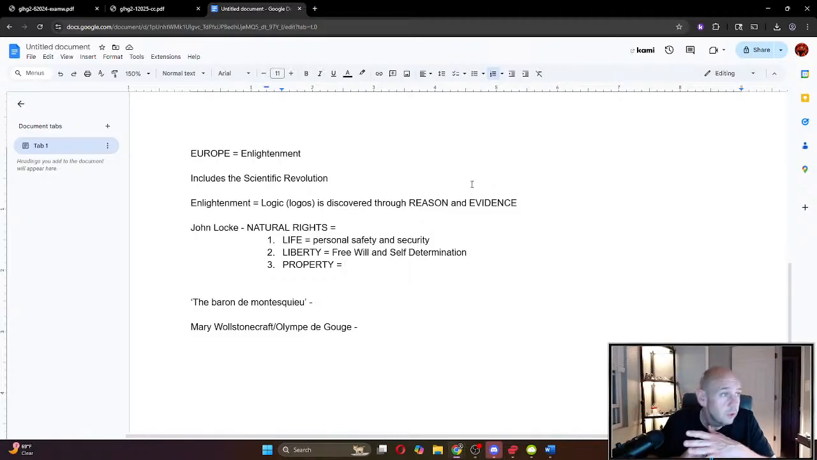So life, liberty, property. Again, liberty is the idea that you should not have your free will and your self-determination unduly curtailed. And then property is just that. Now, what Locke meant by this is that you have a right. Right is critical; we'll talk about the word right in a minute. But you have a right to the fruits of your labors.